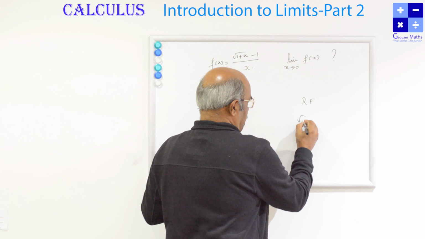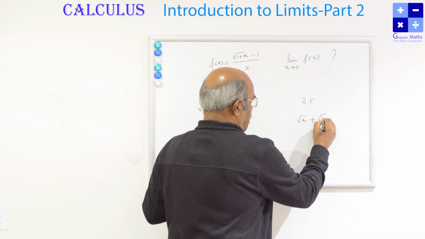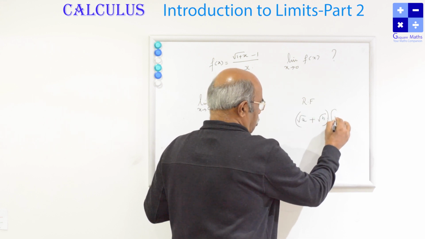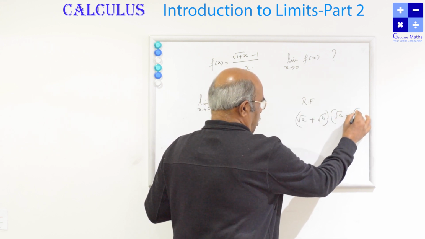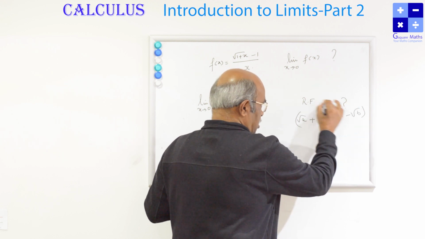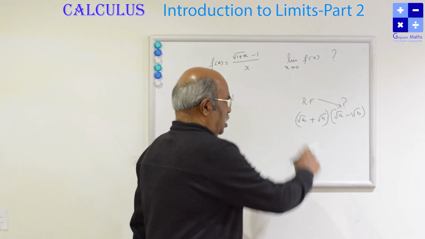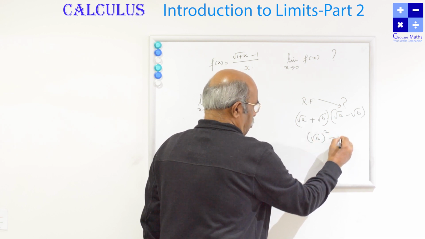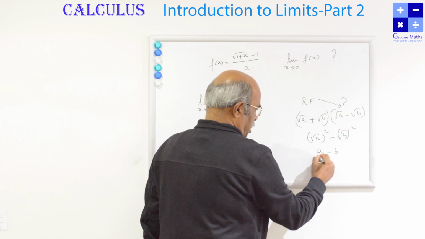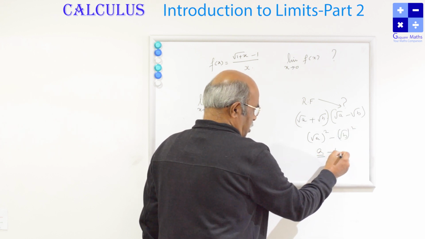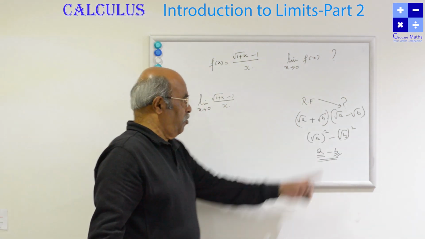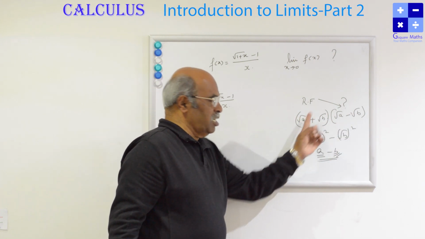See, for example, root A plus root B. And the rationalizing factor for this is root A minus root B. Why is this a rationalizing factor? Just let us multiply this. Root A whole square minus root B whole square. That is A minus B. A is a real number, B is a real number, A minus B is another real number. It is coming a real number. So therefore this is a rationalizing factor of this, or this is the rationalizing factor of that.